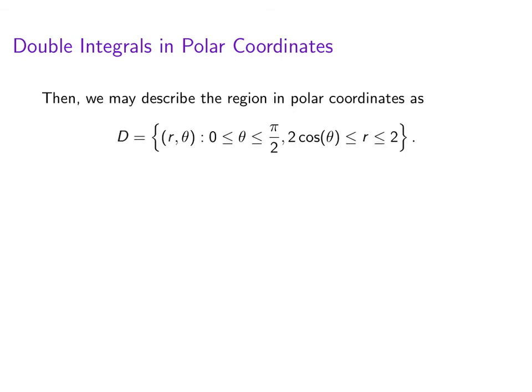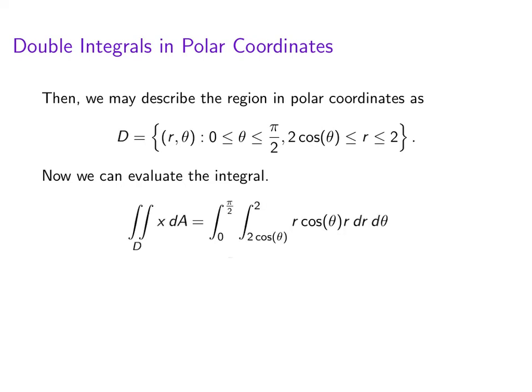We can describe this region in polar coordinates like this. It's the set of all points r theta, where theta goes between 0 and pi over 2. That's because we only want the first quadrant. And r goes between 2 cosine theta and 2. Let's now evaluate the integral.